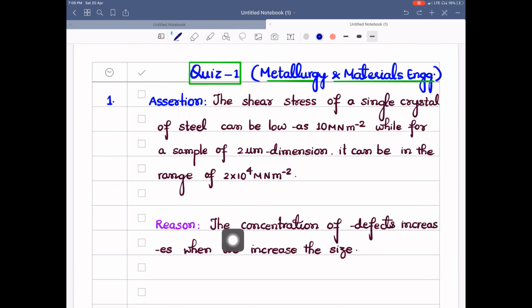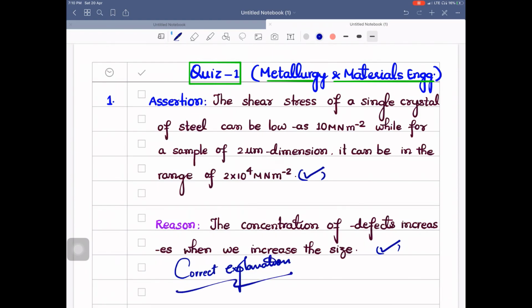Now the reason is also true, because when you increase the size, the defects increase. So both assertion and reason are true, because when we increase the size, more and more defects will be there and the strength will be less. So this is also true, and we have the correct explanation also. Both are true as well as the correct explanation.